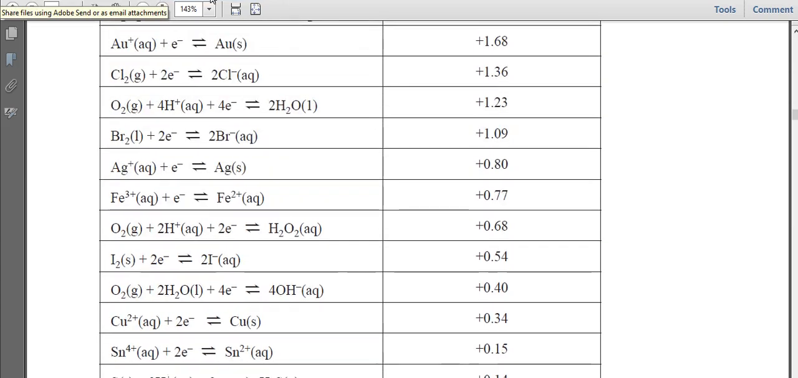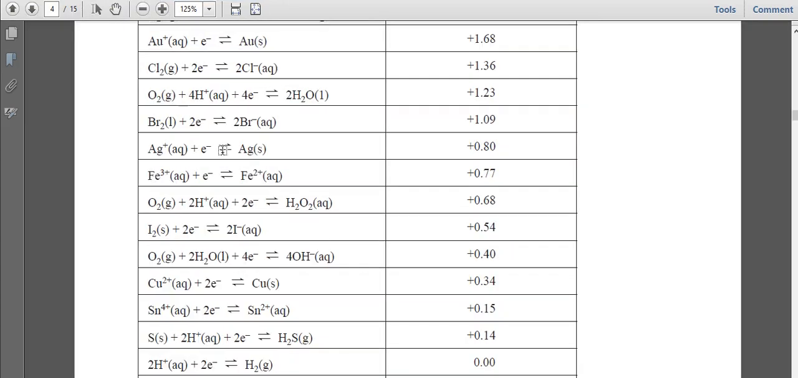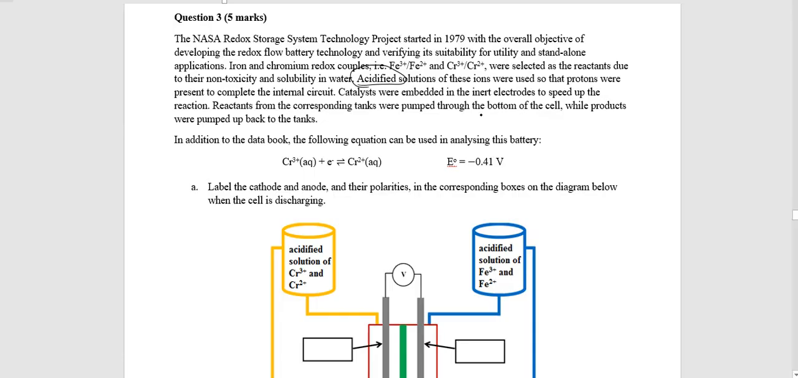Right about now, I have no idea what the question is going to be. Okay, iron 3 plus, iron 2 plus is positive 0.77. So let's just write Fe3+ (aq) plus electron going to Fe2+ (aq). The E value is positive 0.77 volt. That's gonna become useful in about a minute, I think.